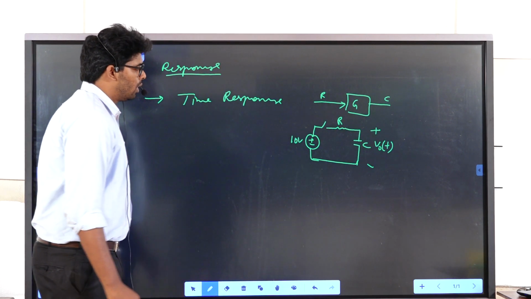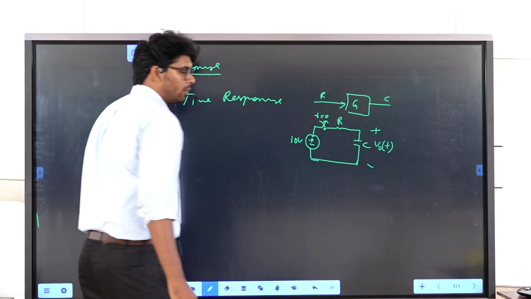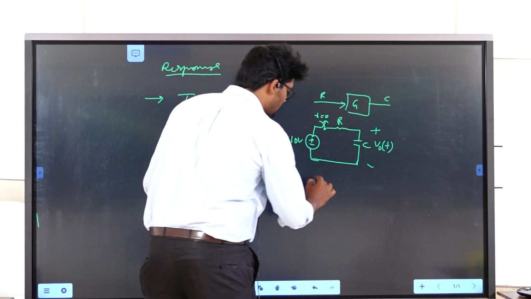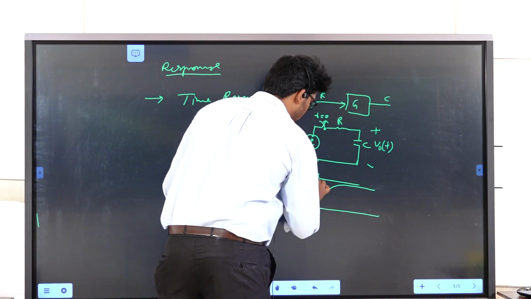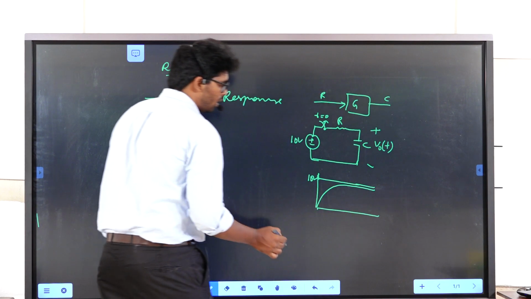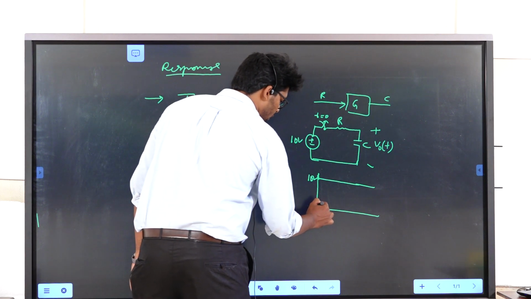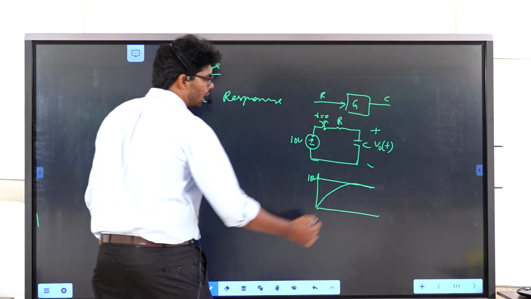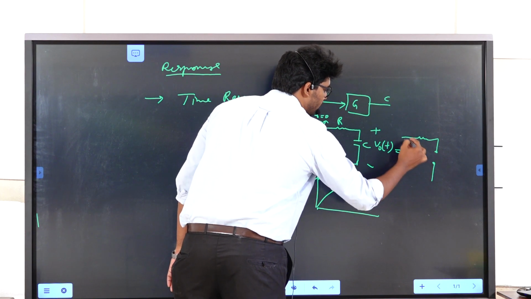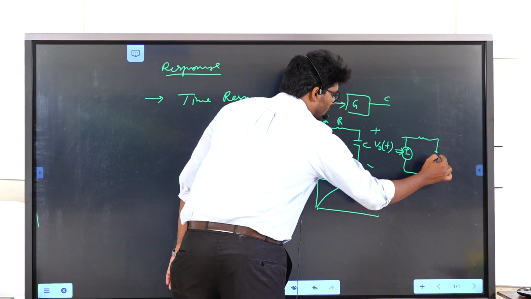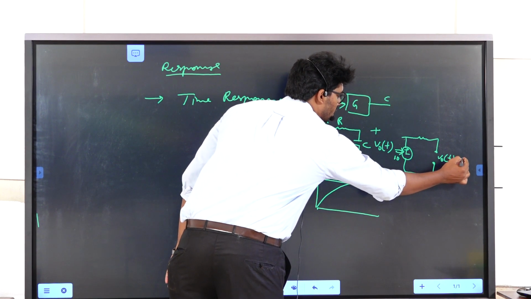So after switching, let us say at t equal to 0, if I switch this circuit on, I will have the response of the voltage across this capacitor, say 10 volts. So it should be 10 volts. That means at steady state, the capacitor acts as an open circuit, so it will take the total voltage V of t. So 10 volts is the input, so V of t equals 10 volts.